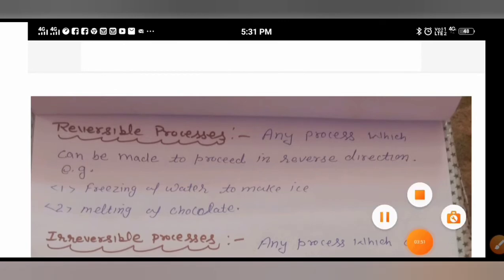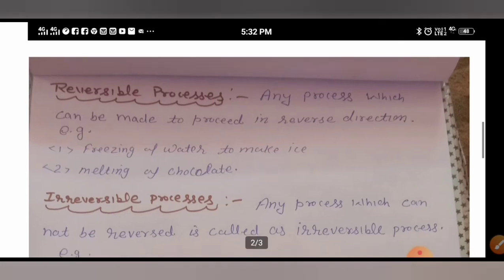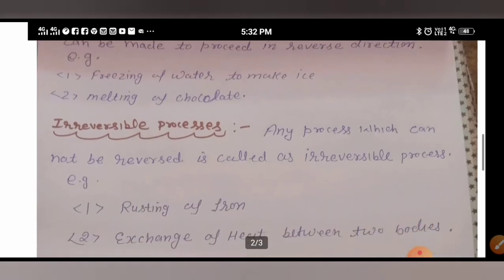Now let us proceed towards the next topic, reversible and irreversible processes. So it is very simple topic. Reversible, as its name is suggesting, those processes which can be reversed. Okay, for example, freezing of water to make ice. You can make ice from water and water from ice. So that means this is a reversible process. Okay, similarly, melting of a chocolate. If chocolate will melt, then again you can freeze it by keeping in refrigerator. Is it or not? So that means these both processes are reversible processes.